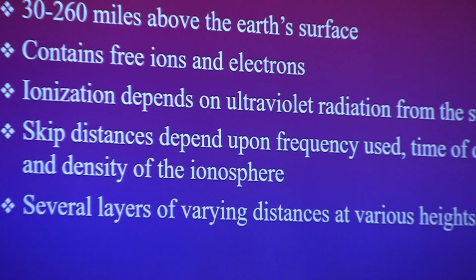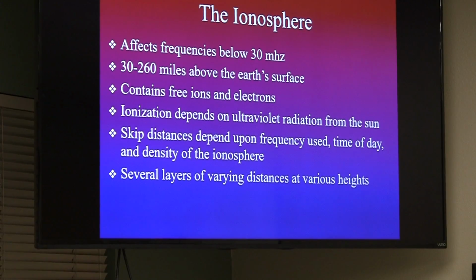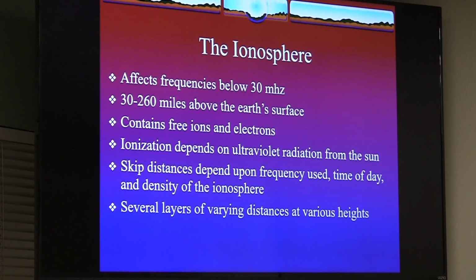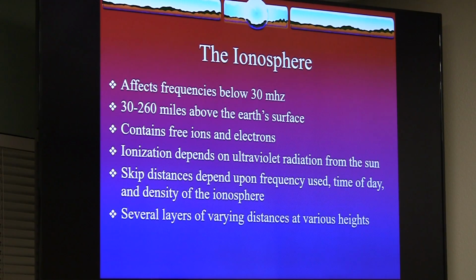The ionosphere affects frequencies below 30 megahertz, so basically everything lower than 6 meters. In our case, it's from 28 down, 10 meters down. The ionosphere sits 30 to 260 miles above the Earth's surface. It contains free ions and electrons, so there is some electromagnetic work going on there, taking those frequencies and bouncing them back down again. And again, it's very key with the ultraviolet radiation, and that's why they talk about sunspot cycles and solar cycles having an effect on communications.